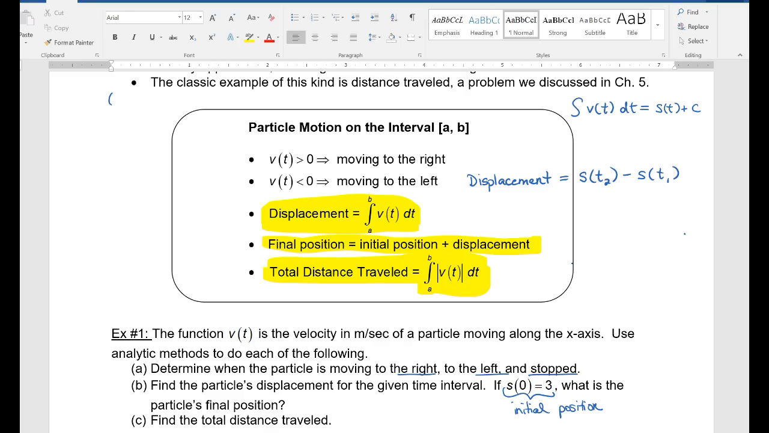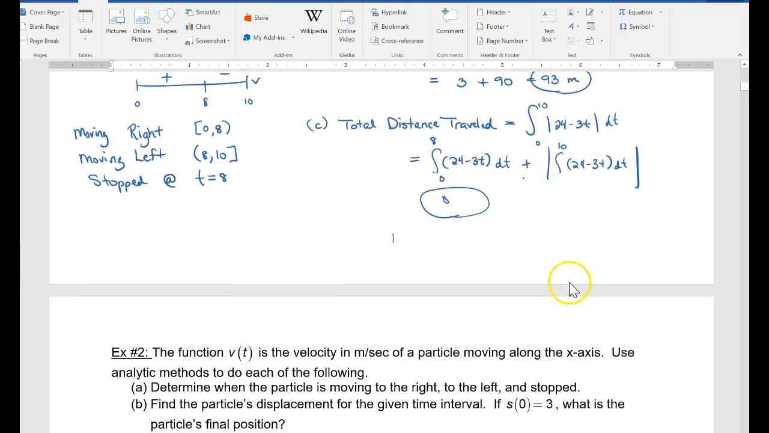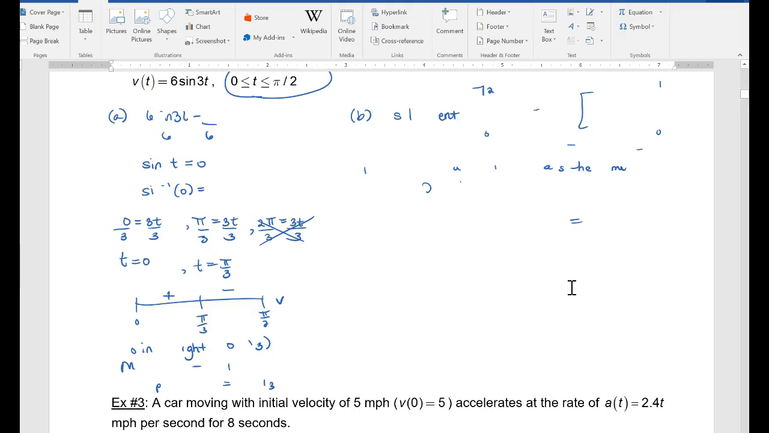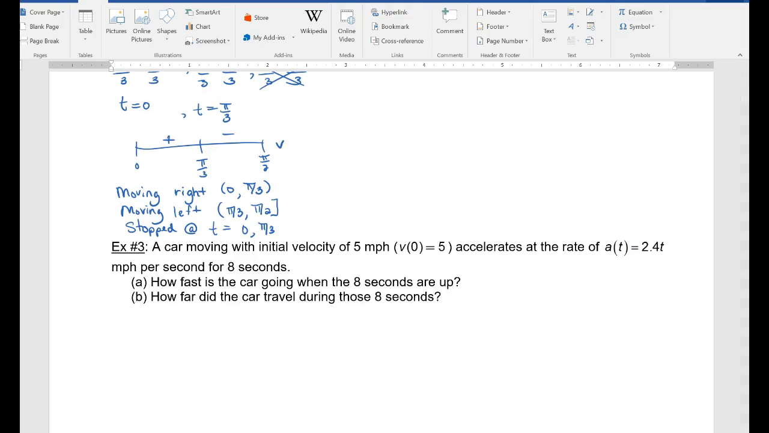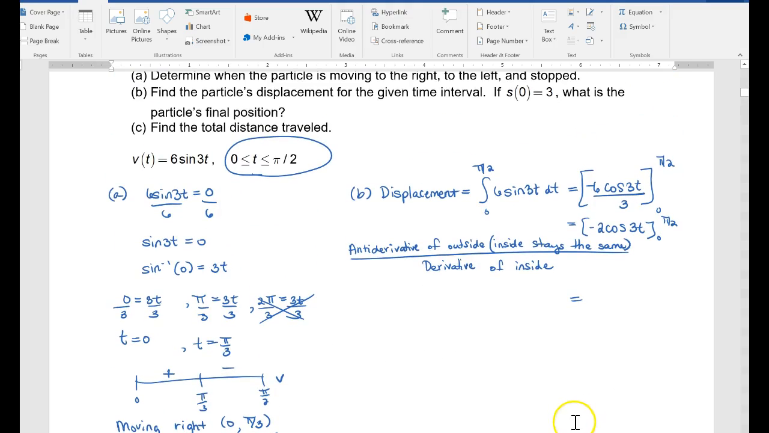And then, what else do we have? Oh, final position. So that's initial plus your displacement. And total distance traveled, we want to make the absolute value. Because we want to count when we go left or right, always as positive. Okay, so we stopped at B. So particle displacement.